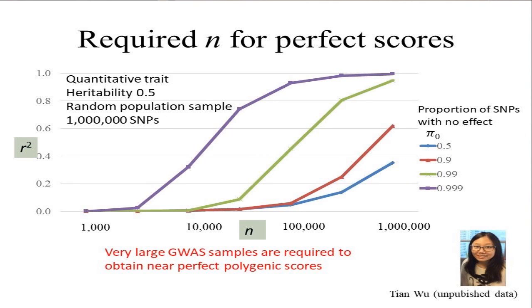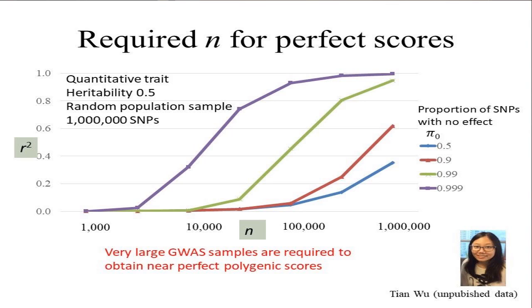And this is a graph done by my research assistant, Ian Italian, looking at how perfect the polygenic score is. This is the R square, the correlation squared, between the calculated polygenic score and the true underlying polygenic component. Of course, if the polygenic score is perfect, then the correlation would be 1. This plots how perfect the polygenic score is as a function of the sample size of the GWAS, for a quantitative trait with a heritability of 0.5, assuming you're doing a random population sample, and that the number of SNPs is 1 million. And there are 4 plots for 4 different levels of complexity of the phenotype.